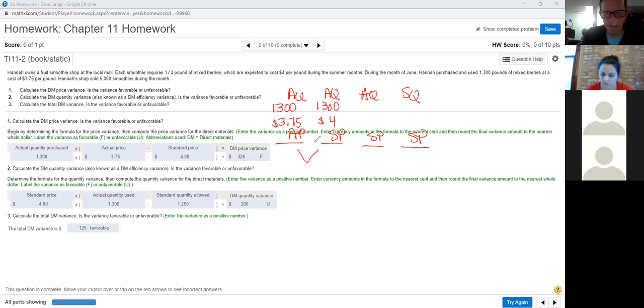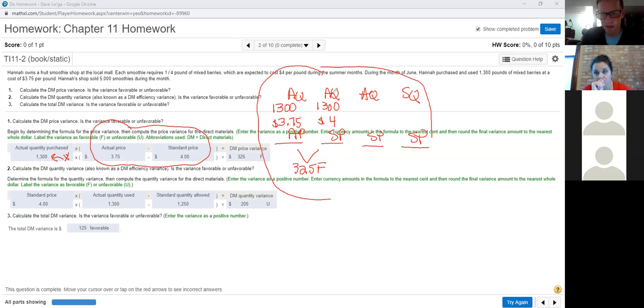At this point, if you look over here, you can see the actual calculation: they're taking the difference between the actual price and the standard price, and then multiplying that by the 1,300. That's how they would have come up with that 325 favorable. But Tina, going back, if this makes sense to you to do it like this, you can do that on the test. You have no problem.